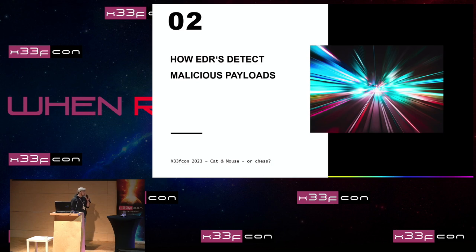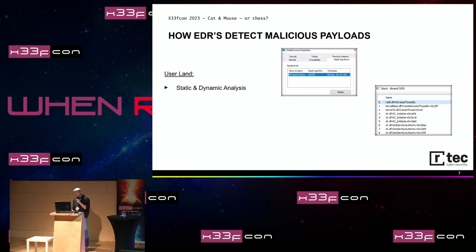So, how do EDRs actually detect malicious payloads? We have two, let's say, levels or main things where they act or where they have detections. This is the userland and the kernelland. And in the userland, for example, they could do static analysis or dynamic analysis for any binary or for any process that is in the userland. This could be looking for certificates, as we heard before in other talks. It could also be a signature-based scan, or a memory scan, or any sandbox-based detection, for example.